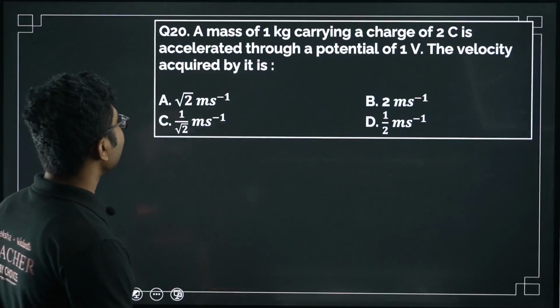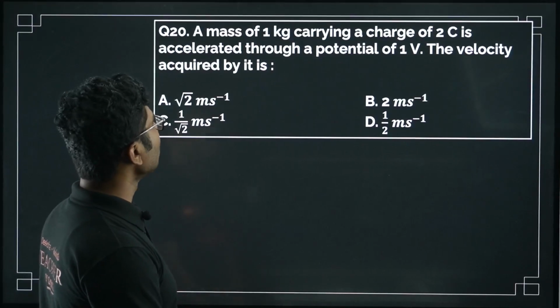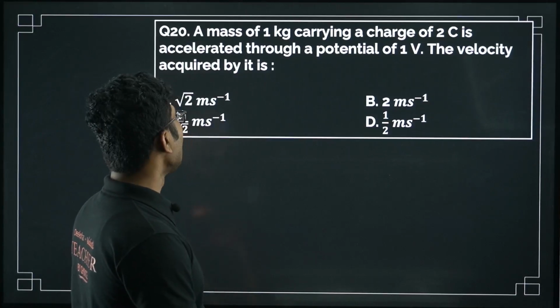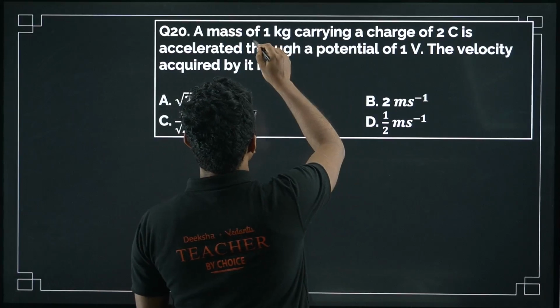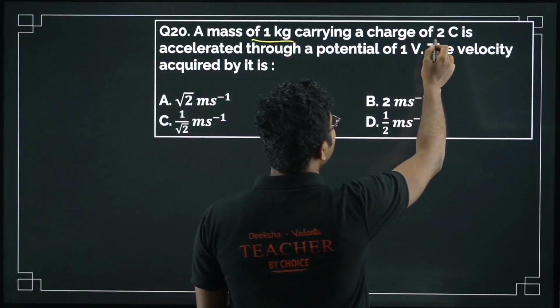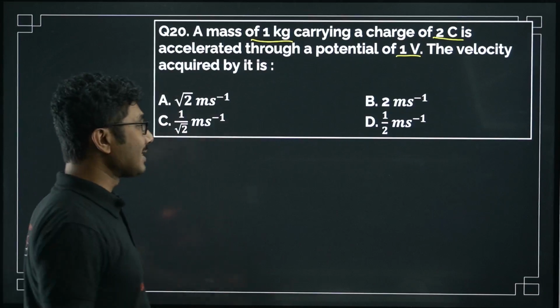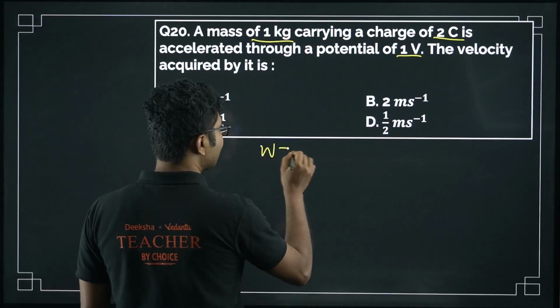Now next question: a mass of 1 kg carrying a charge of 2 coulomb is accelerated through a potential of 1 volt. The velocity acquired by it? So mass is 1 kg, charge is 2 coulomb, potential is 1 volt. So what is the work done? Again, work done is equal to kinetic energy.